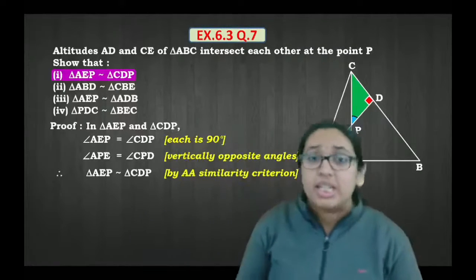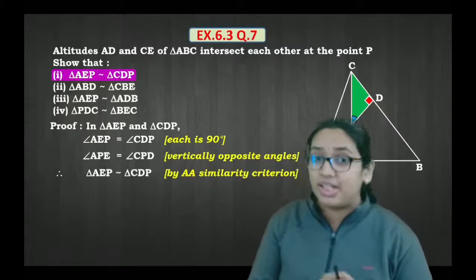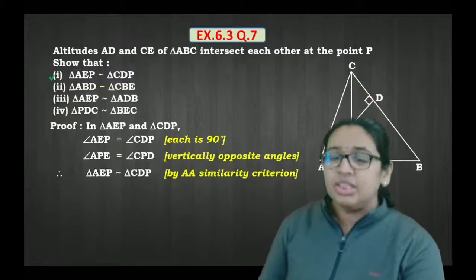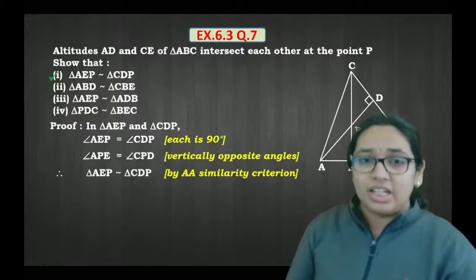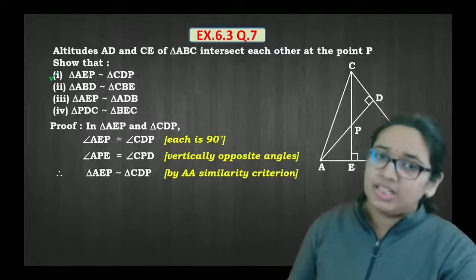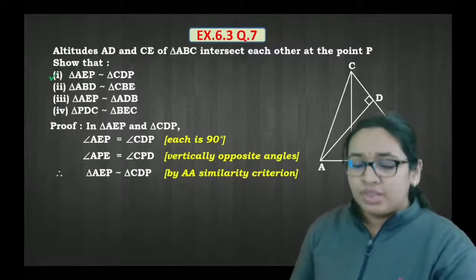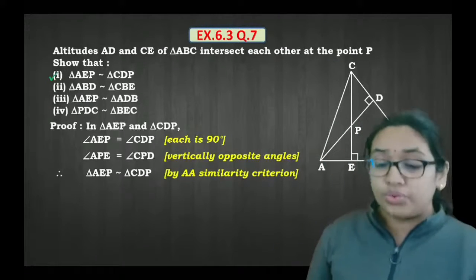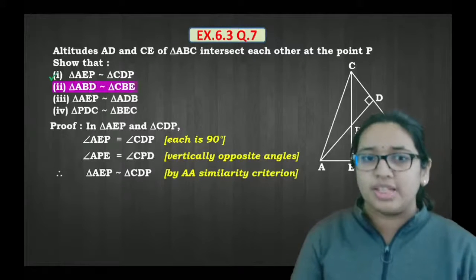Second thing, this was clear: AD and CE are altitudes, so we can see there will be a triangle. Next one is the vertically opposite angle. Using this one we can say that by a similarity criteria AEP and CDP will be similar triangles. Do you understand this, children? Okay, so the first one is done. Now we will move on to the second.